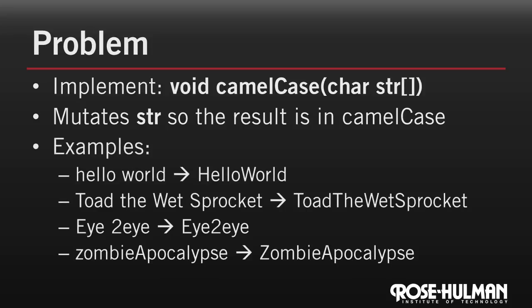The first example shows that even leading characters should be capitalized, like the H in hello. The second example just points out that we need to handle multiple spaces in the input. The third example shows us that digits are left alone and that letters following digits aren't capitalized. Finally, the last example shows that intercaps, like the A in the zombie apocalypse input, are left alone. Let's try coding this.